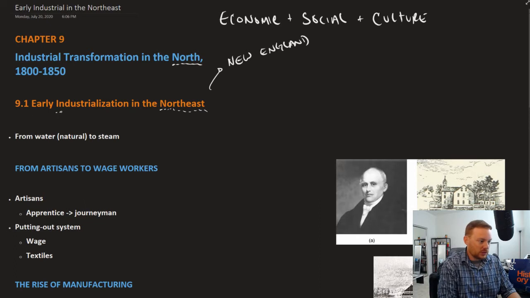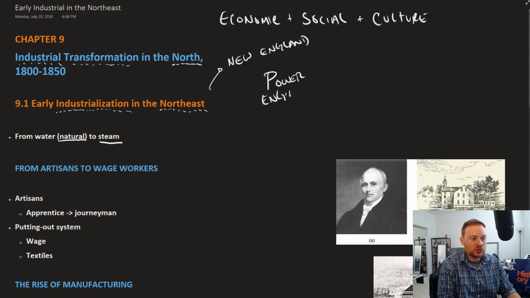So let's look at this term here, industrialization. What is industrialization, or what is industrial transformation? Well, in short, it is the transformation from natural power sources to steam power. So we're talking about primarily power, or the engine which drives certain things, whether that is in terms of production or transportation.